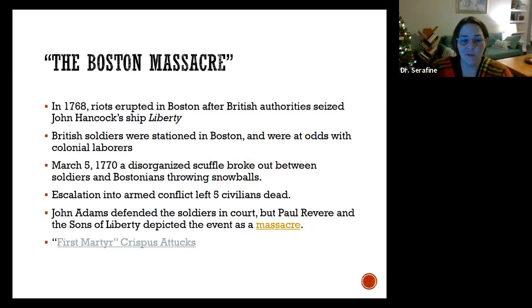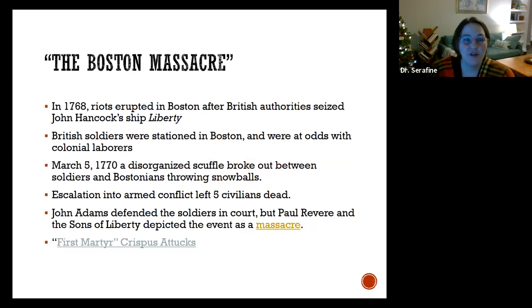Remember how I said smuggling was really popular? This was something that colonial elites took part in. John Hancock, you know him, big signature. In 1768, there were riots in Boston after British authorities seized his smuggling ship, which was appropriately named Liberty.